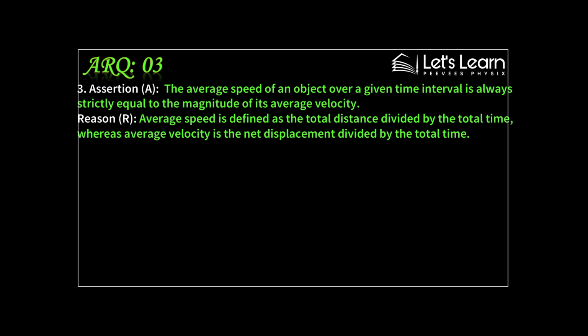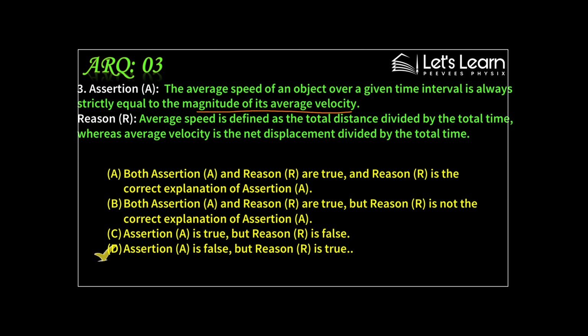ARQ number 3. The average speed of an object over a given interval of time is strictly equal to the magnitude of the average velocity. Is it true? No. So, assertion is false. So, the choice is D. The average speed is the total distance divided by total time.